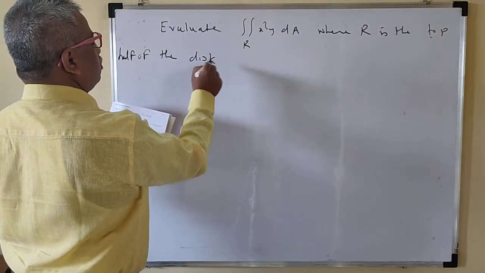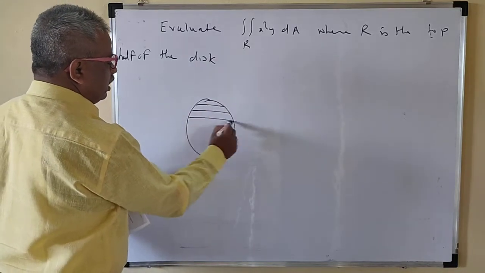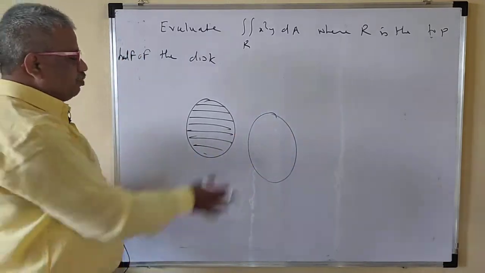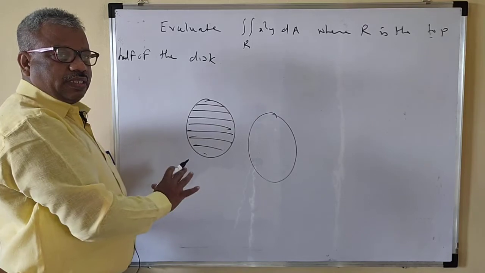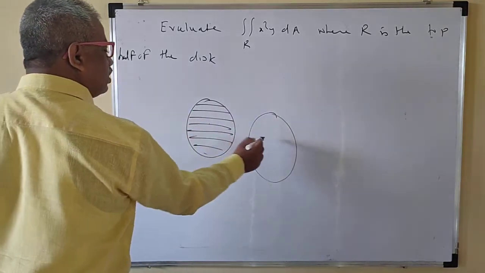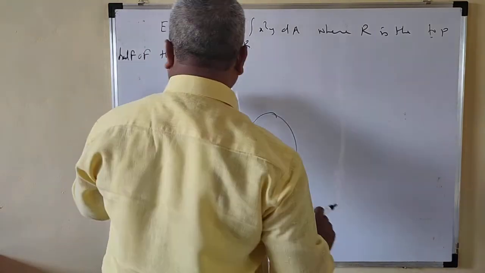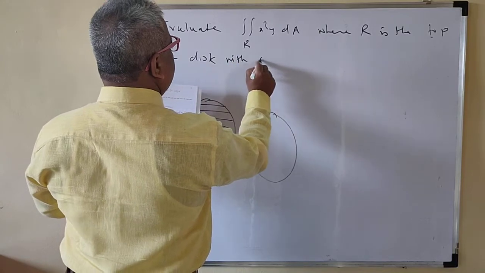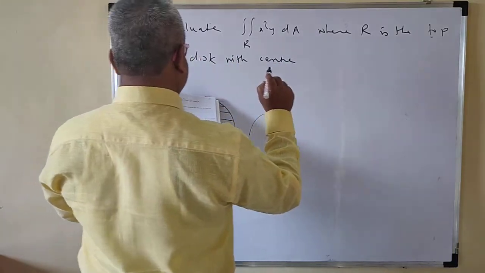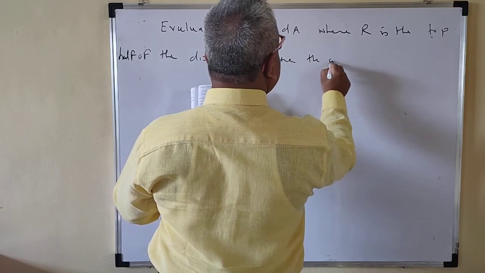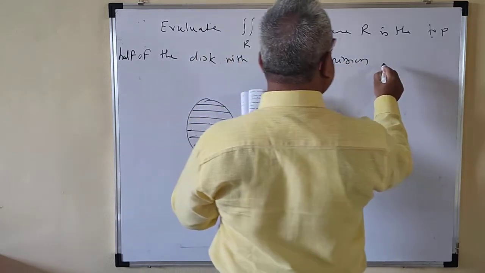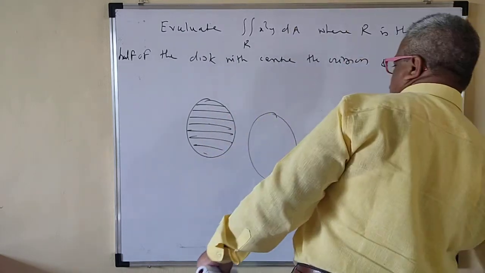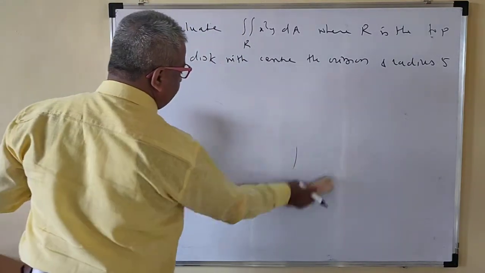So if you consider all these things, a circle means only the curve, and if you want the circle as well as all the part inside the circle, that is a disk. This is the disk with center at the origin and radius 5.